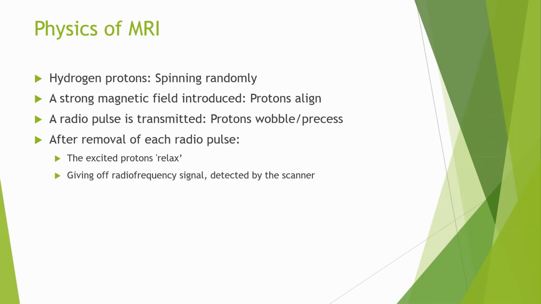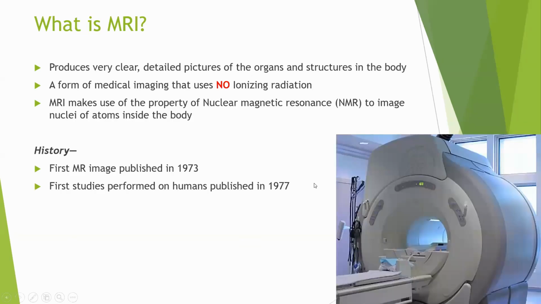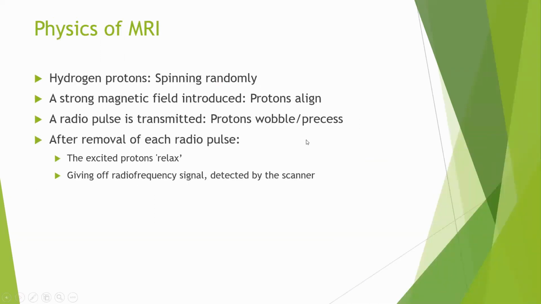So that radio frequency, the energy that the hydrogen proton is giving off, is detected by the scanner. And what is the scanner? Inside there are arrays of scanners, and I do have a picture and I will show you where the scanners are located. So this radio frequency signal emitted by the hydrogen protons, which are relaxing on the sofa, is detected by the scanner and then constructed as an image in the MRI scan.